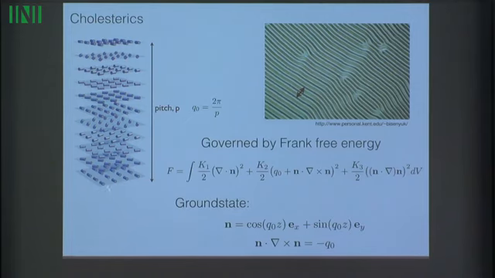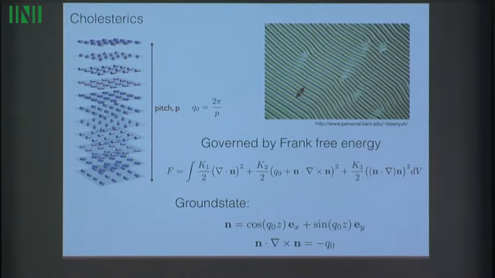Their ground state is given here. So you have these molecules that lie in these planes, and then as you travel perpendicular to the planes, the molecules twist with a characteristic speed, and there's a length scale along which they twist by 2 pi, which is the pitch. And in general, they look like this, and you get these defects.